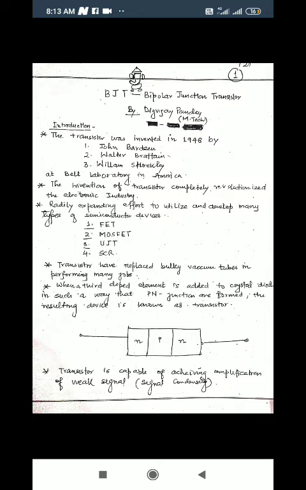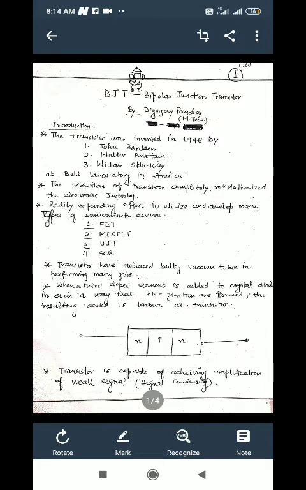In the introduction part, the transistor was invented in 1948 by three scientists, John Bardeen, Walter Brattain, and William Shockley, at the Bell Laboratory in USA. The invention of the transistor was a complete revolution in the field of electronics engineering and industry, and led to the development of many other devices like FET (field effect transistor), MOSFET (metal oxide semiconductor field effect transistor), UJT (unipolar junction transistor), and SCR (semiconductor controlled rectifier).